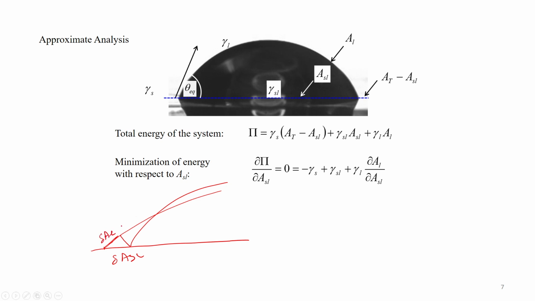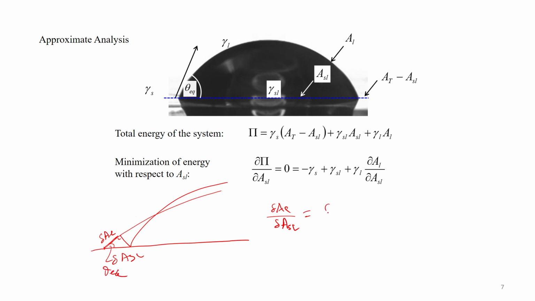So, you see this is perpendicular, 90 degrees, and this angle is theta because it is very close to this angle. This particular contact line has moved in this direction by a very small infinitesimal distance. Therefore, this quantity delta AL divided by delta ASL is actually cos of this particular angle, which is theta equilibrium.